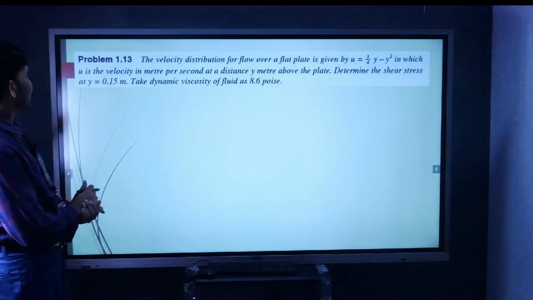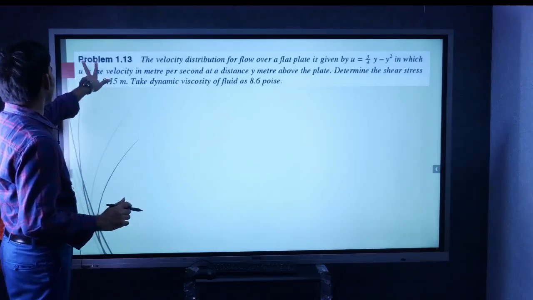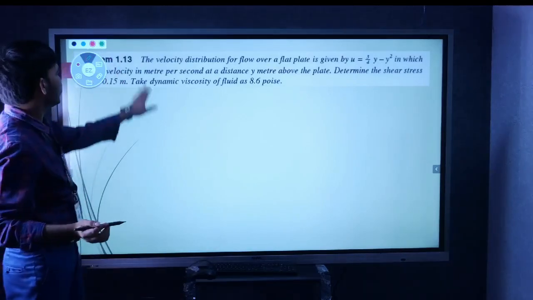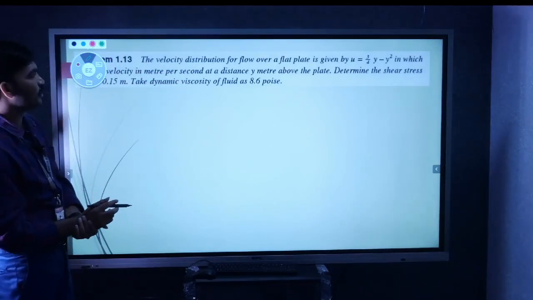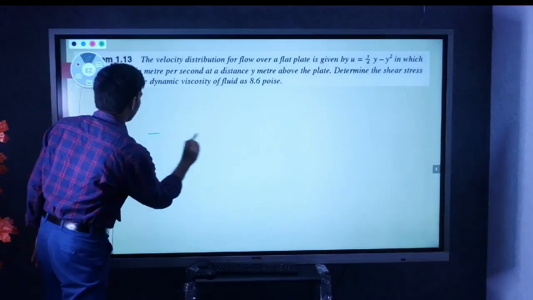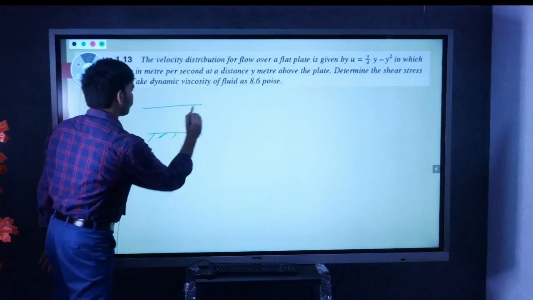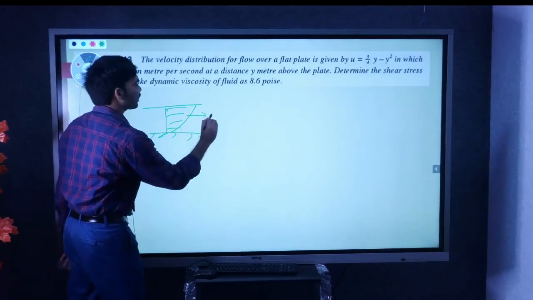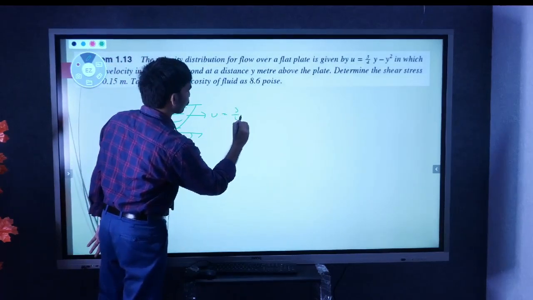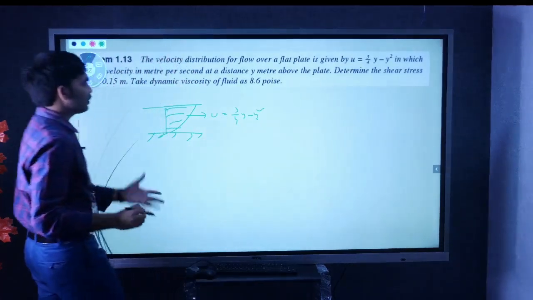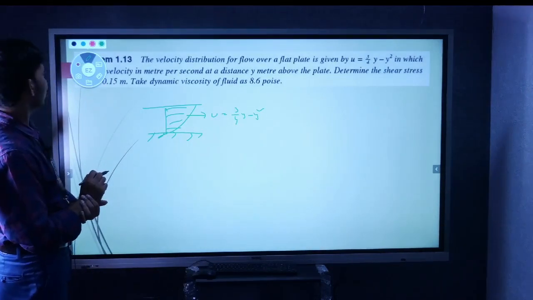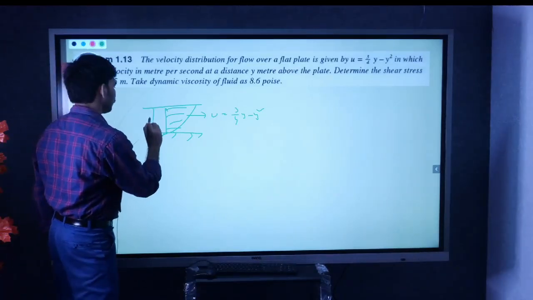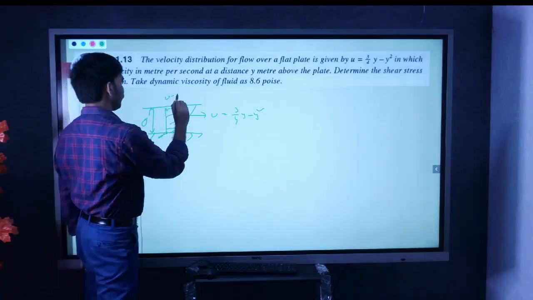This problem you can try at your home. First I will explain the problem. Just consider it as homework or an assignment. Here the velocity distribution of flow over a plate is given. I already solved one problem related to the same concept. The velocity profile is given as u equals 3 by 4 y minus y square, in which u is the velocity in meter per second at a distance y meters.